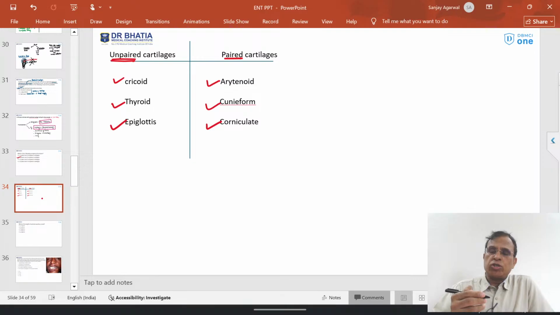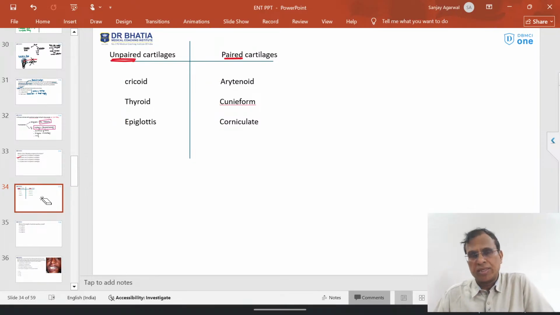कई बार when they want to ask a very simple question, they will ask you this kind of, एक क्वेश्चन आता है, बहुत बार आता है कि which of the following is a unpaired cartilage. ये नाम देंगे उसमें से एक unpaired होगा. Which of the following is a paired cartilage, like that. So yes, B is the correct answer. 3 paired, 3 unpaired. Yes.